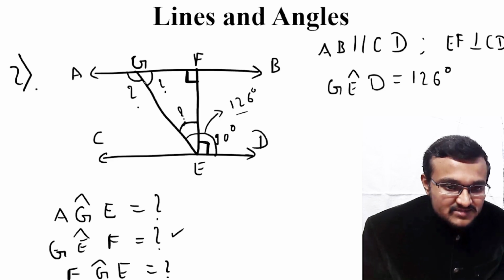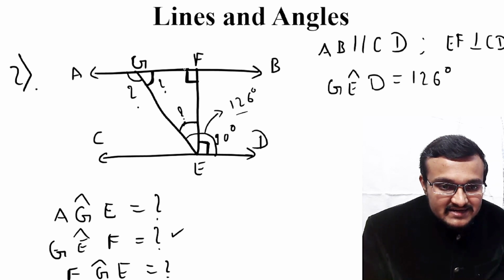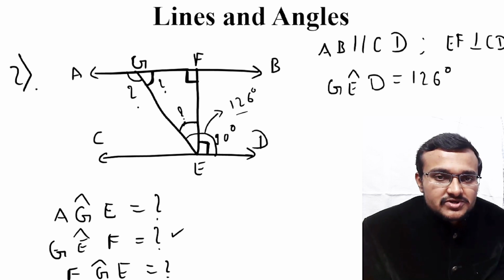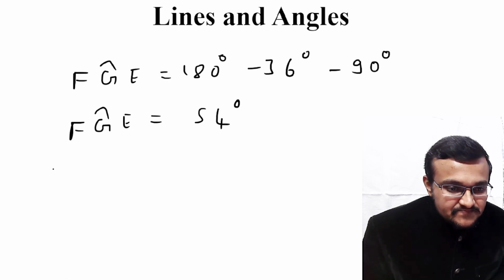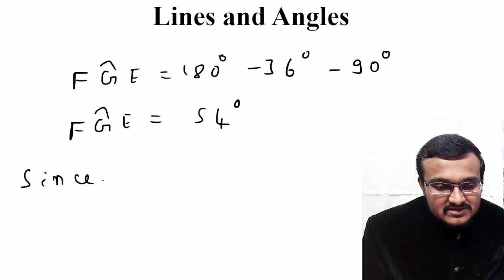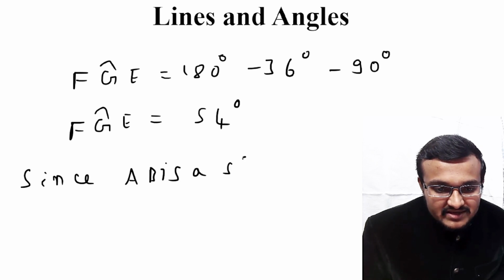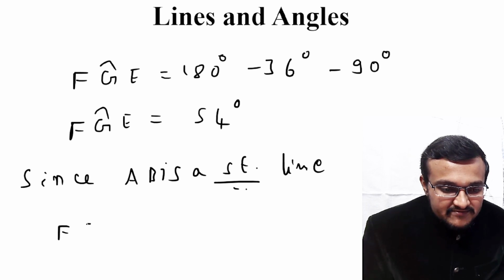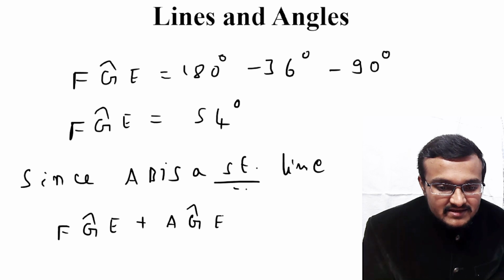Now here we got this particular angle as 54 degrees, and AB is a straight line. So the sum of AGE and FGE should give you 180 degrees. So here, since AB is a straight line, FGE plus AGE should give you 180 degrees. So FGE we have found out as 54 degrees.